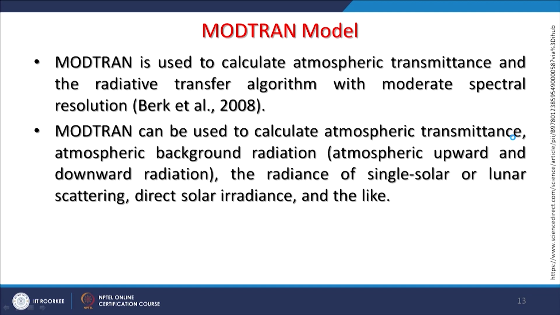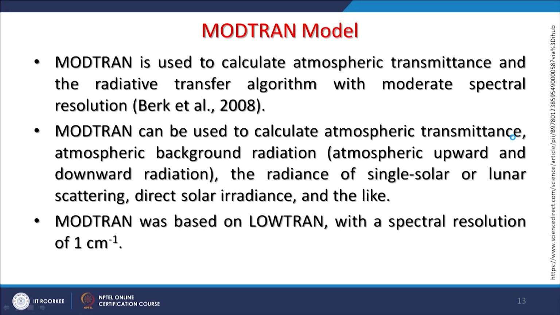Basically, it is used to calculate atmospheric transmittance and the radiative transfer algorithm with moderate spectral resolution data. And MODTRAN can be used to calculate atmospheric transmittance, atmospheric background radiation, and the radiance of single solar or lunar scattering, direct solar irradiance, and likewise. And MODTRAN was based on LOWTRAN with a spectral resolution of 1 per centimeter.